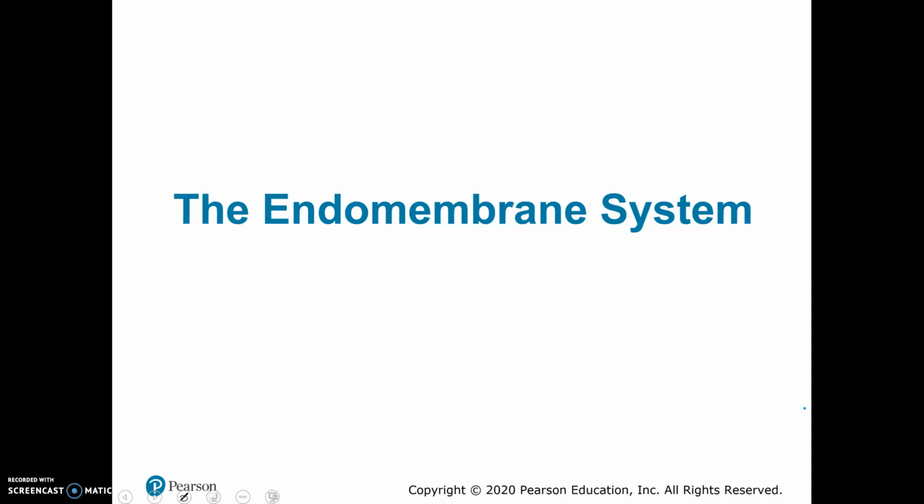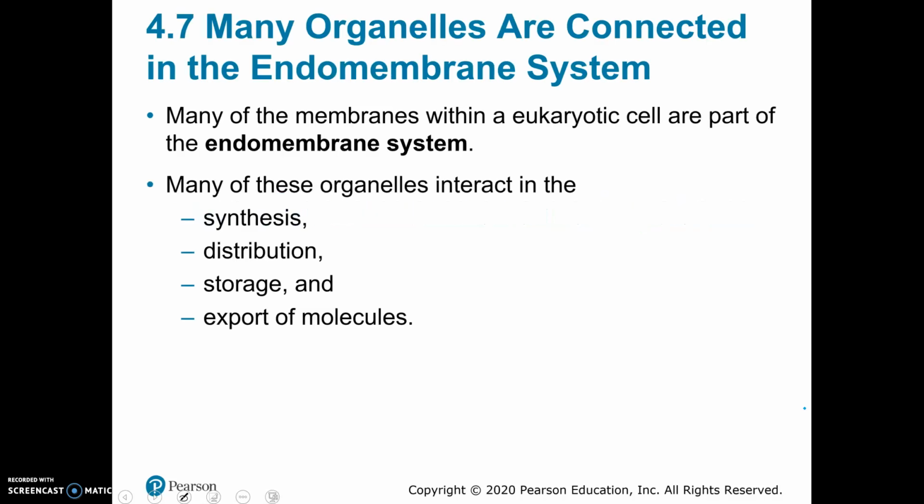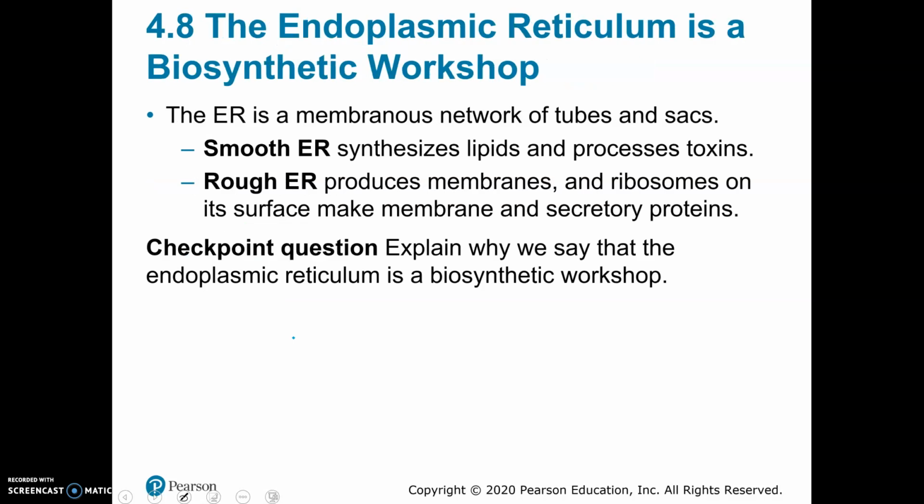Now, the rest of the membranes in your cell are part of something called the endomembrane system. These are organelles in your cell that work together. So they might build things, distribute things, store things, or export things from cells. So let me show you the parts of the endomembrane system. The first part is the ER, or endoplasmic reticulum. And there are two types of endoplasmic reticulum.